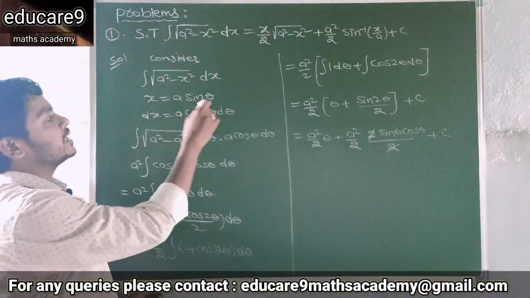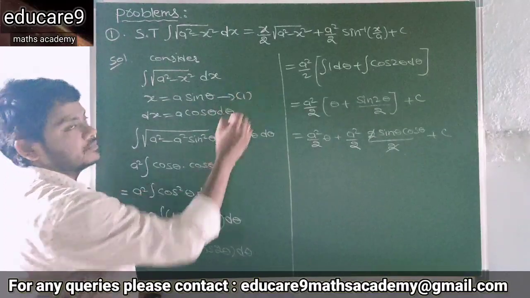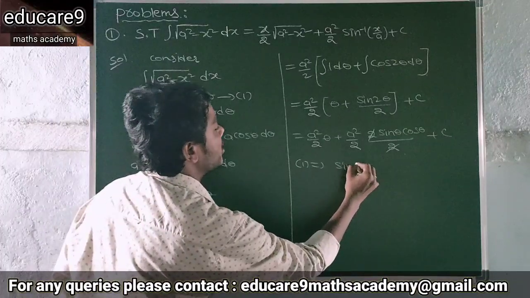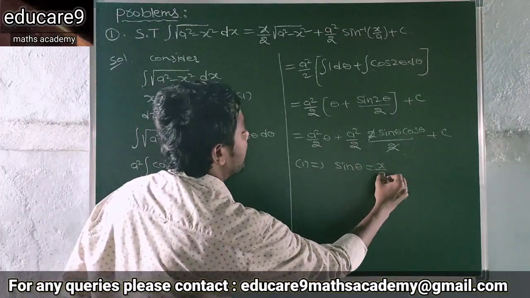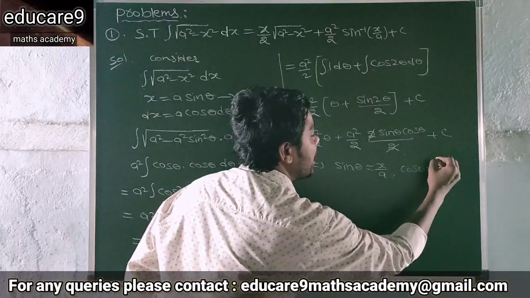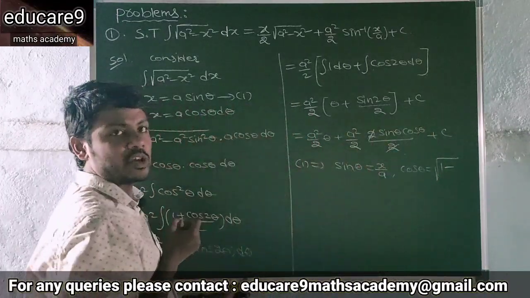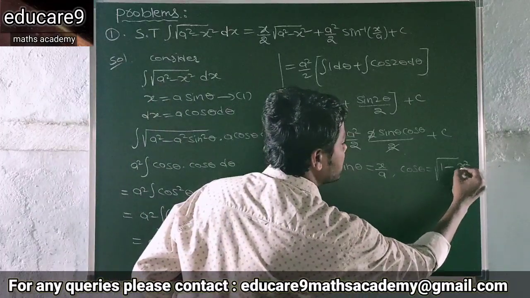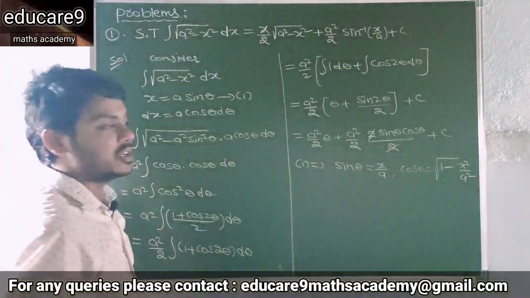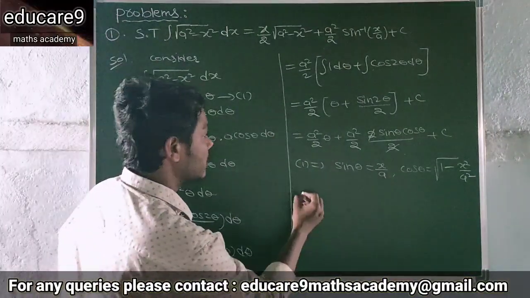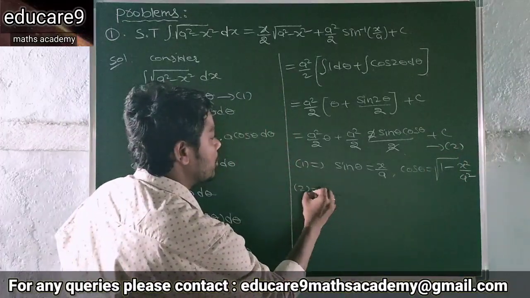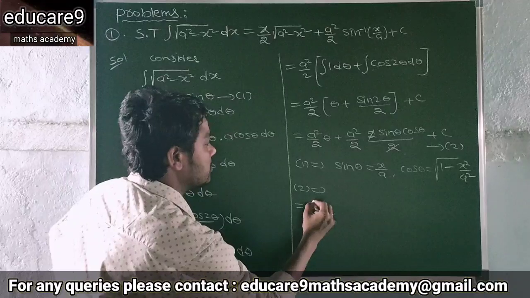So what is the x value? That is a sin theta. See here from equation 1, sin theta is equal to x by a, and cos theta is equal to square root of 1 minus sin square theta, that is 1 minus x square by a square. Now substitute here, what you get, this is equation 2. So equation 2 implies a square by 2.